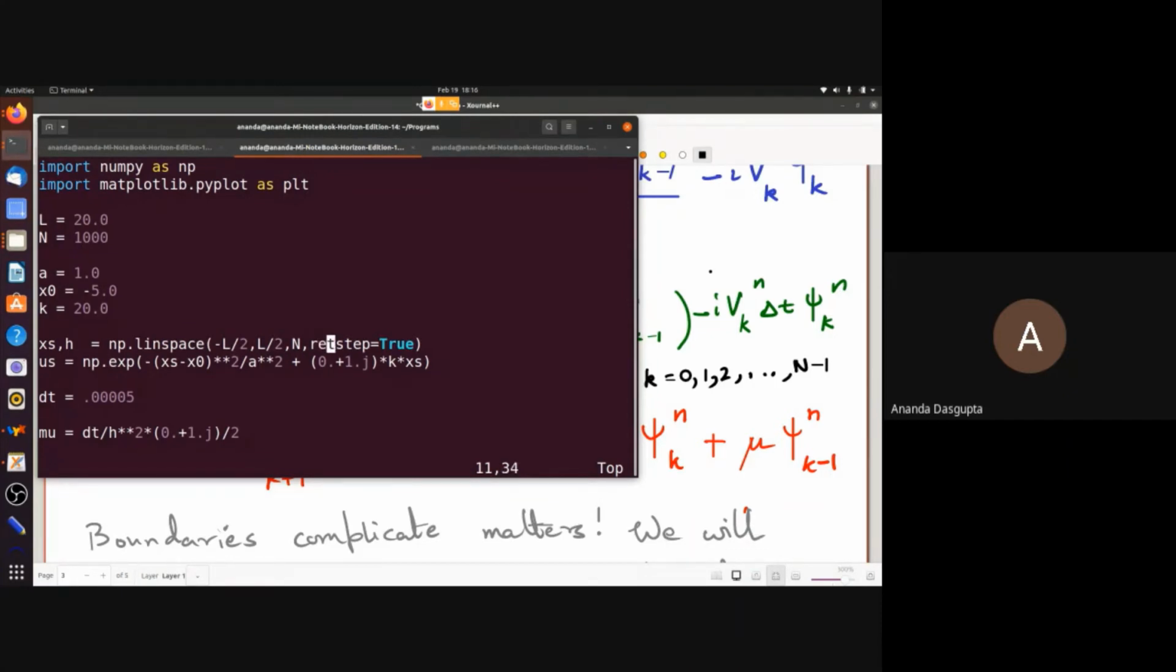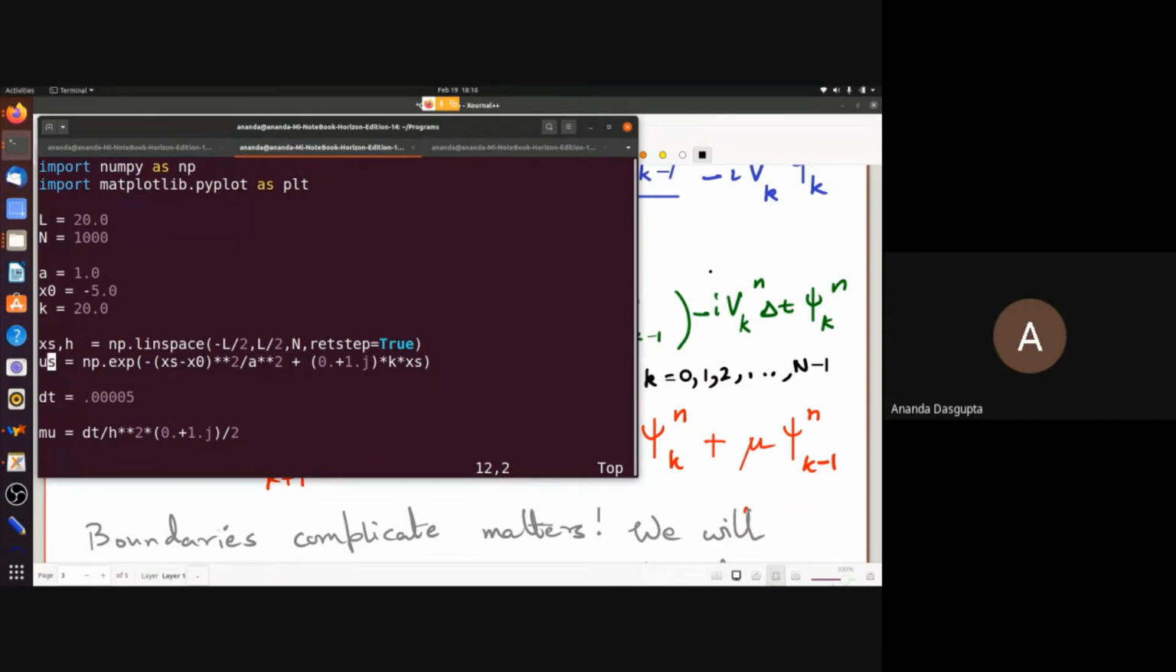And I'm using the retstep equal to True argument, which says that not only does it give me the array of x's, it also gives me the step size, which it returns in a tuple, and I've unpacked that into two values. The first value is the array, the second value, h, is the step size. So delta x is h in this program. I could have written dx, but h is fine, I guess.